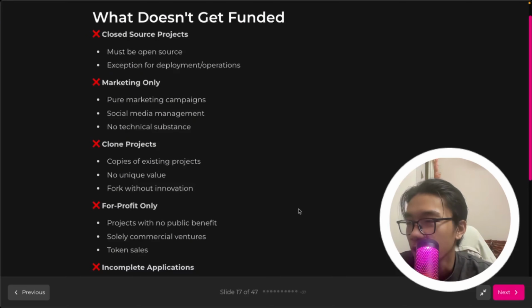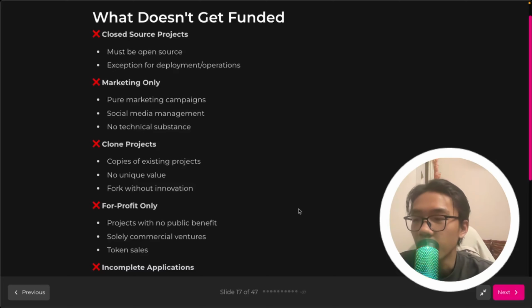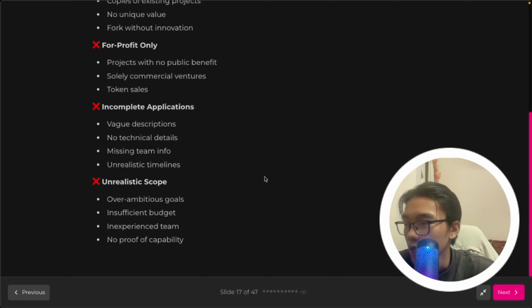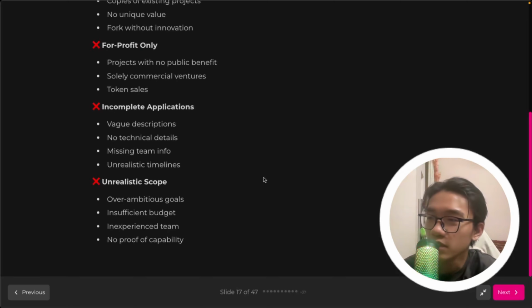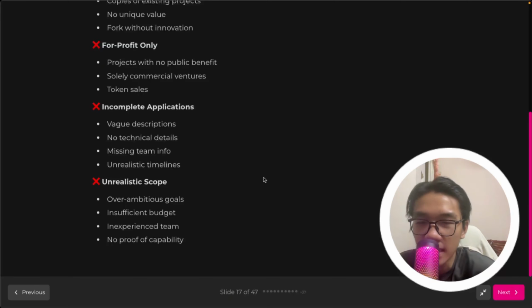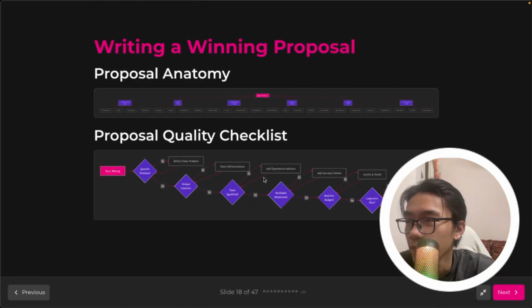For clone projects, these are copies of existing projects with no unique value, and forks without innovations. For profit only, so projects with no public benefit, solely commercial ventures or token sales. Incomplete applications, so vague descriptions, no technical details, missing team information, and unrealistic timelines. Also, if the proposal has an unrealistic scope, it can be rejected.